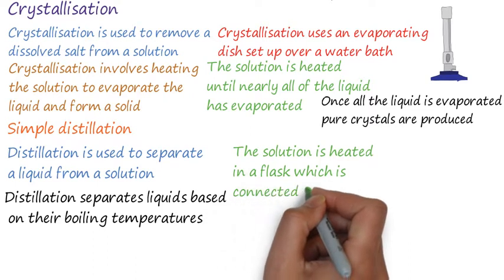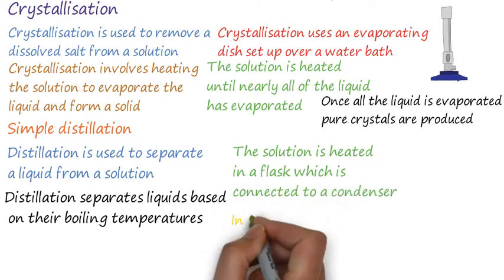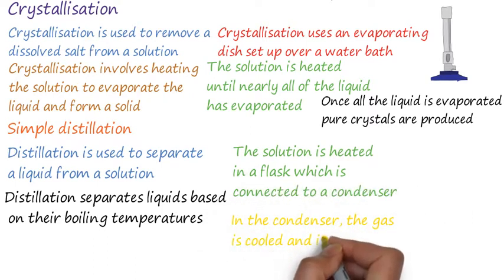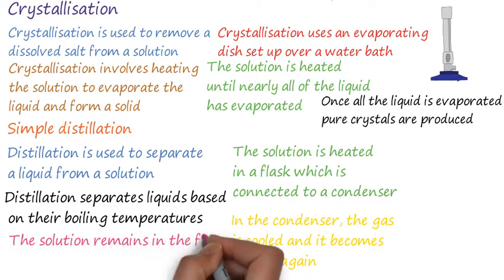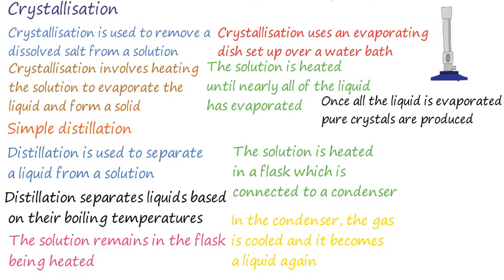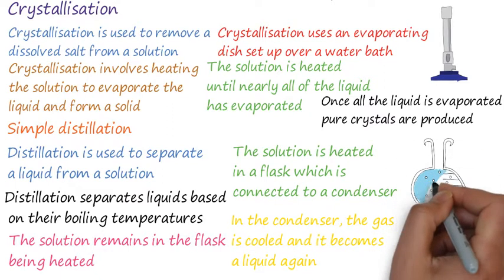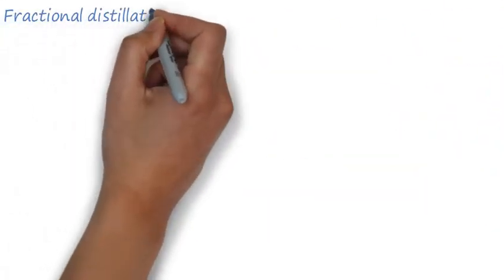The solution is heated in a flask which is connected to a condenser. As the water evaporates, it passes into this condenser, and in the condenser the water vapour is cooled so it turns back into a liquid. The water then drips into a beaker at the end of the condenser to be collected. The copper(II) sulfate solution remains in the flask being heated and is becoming more concentrated.